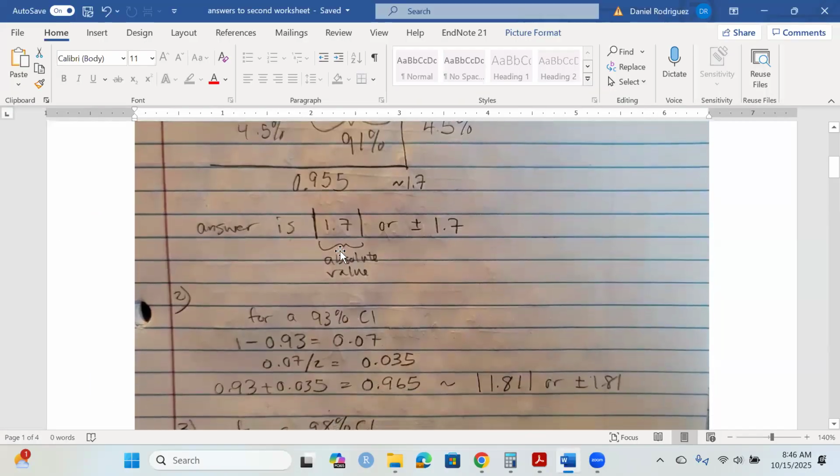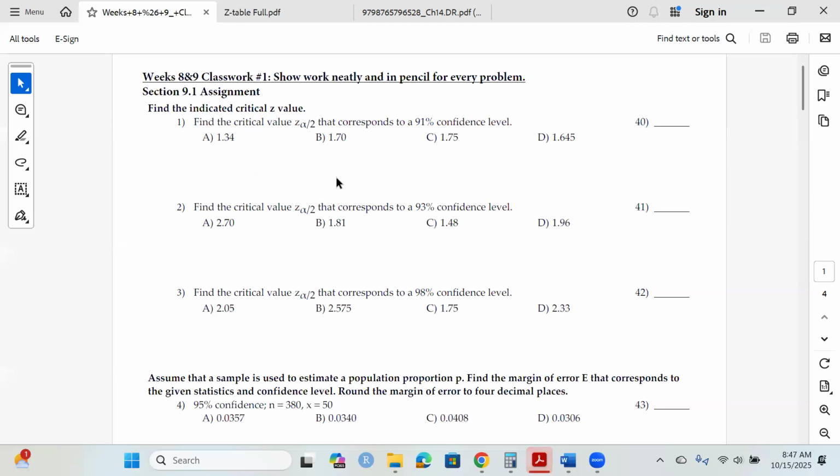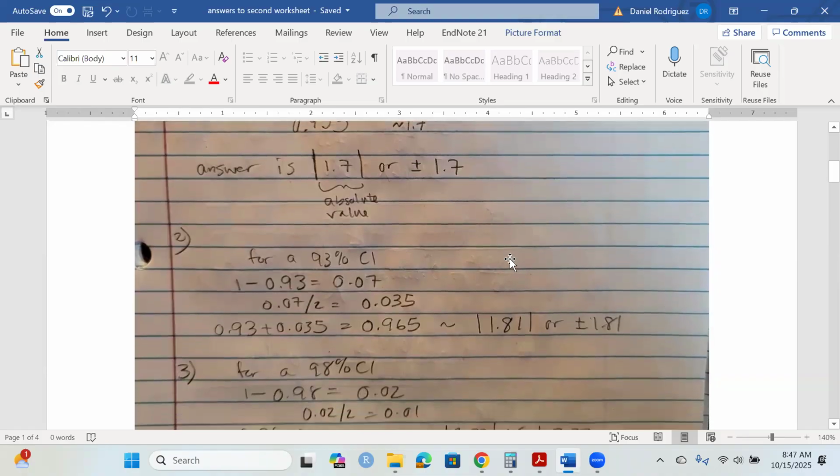And it should be, so if I go to the worksheet here, let me just show you this worksheet. So this worksheet says the answer is 1.70. It really technically should be either plus or minus 1.70, or you could say the absolute value of 1.7, because it's going to be plus or minus, right? So it's on both sides, right? It's on both sides of the distribution. So you'll see in my answer, I would put either absolute value or plus or minus 1.7.